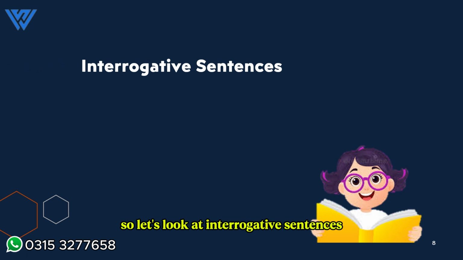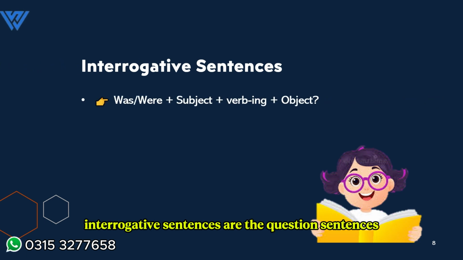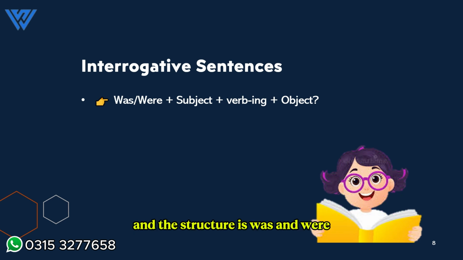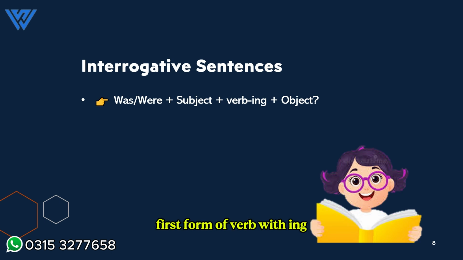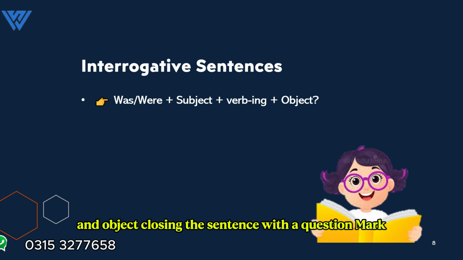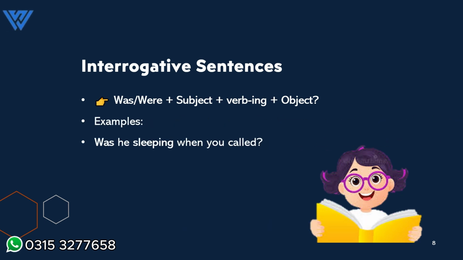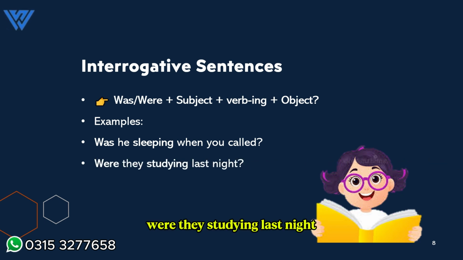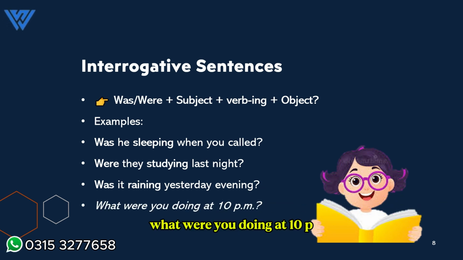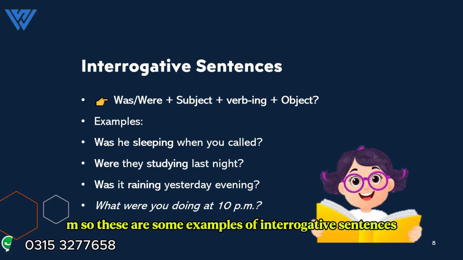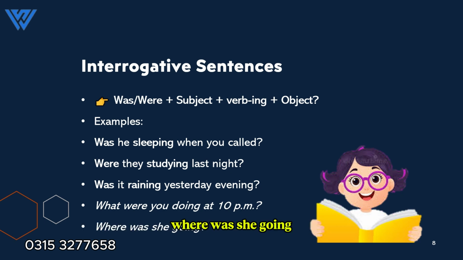So let's look at interrogative sentences. Interrogative sentences are the question sentences, and the structure is was and were comes at the start of sentence followed by subject, first form of verb with ing and object, closing the sentence with a question mark. Let's look at some examples. Was he sleeping when you called? Were they studying last night? Was it raining yesterday? What were you doing at 10 PM? So these are some examples of interrogative sentences. Where was she going?